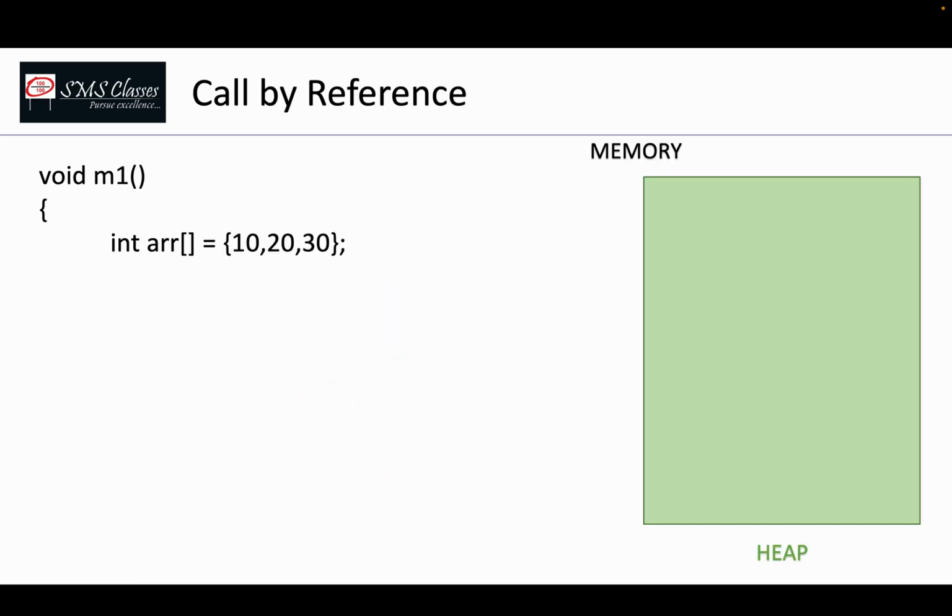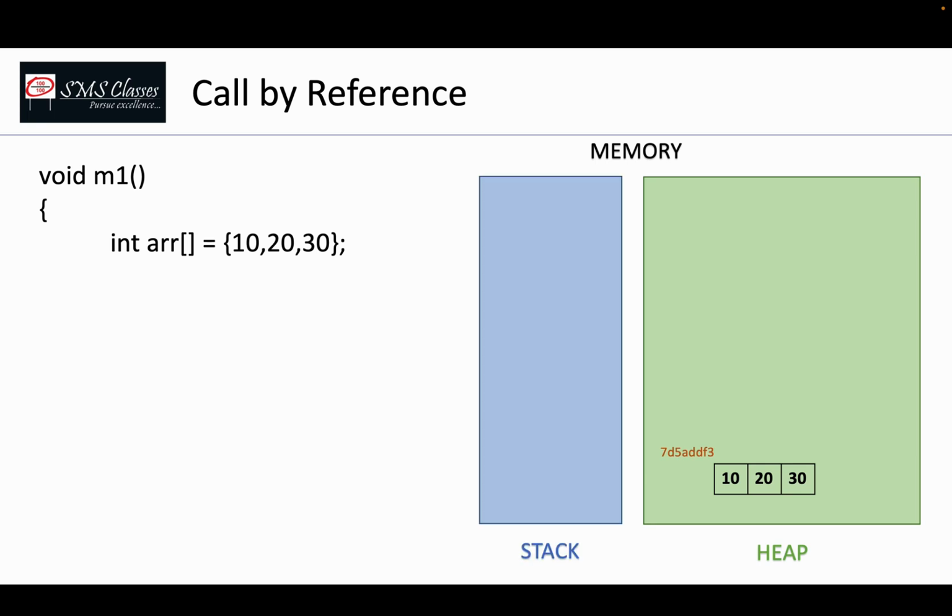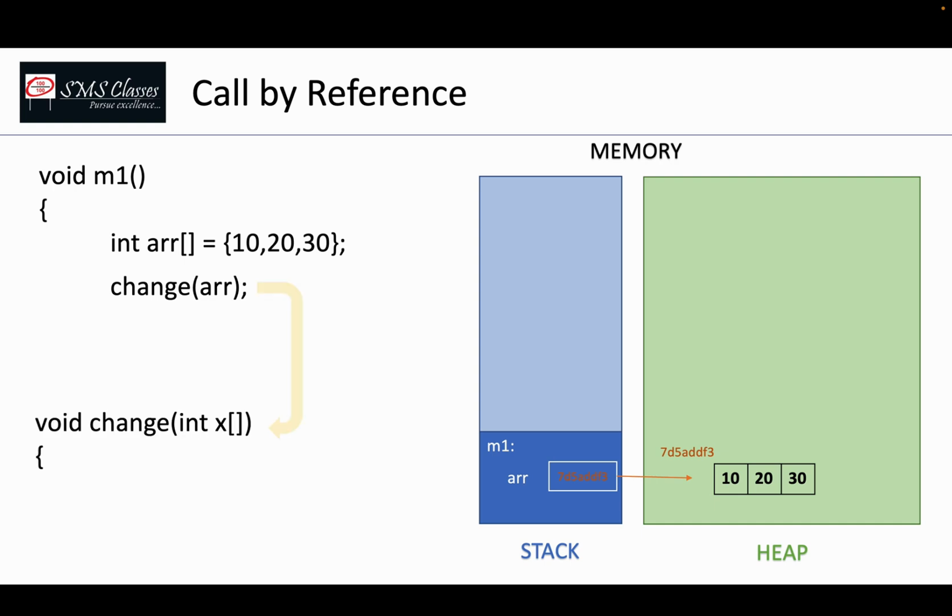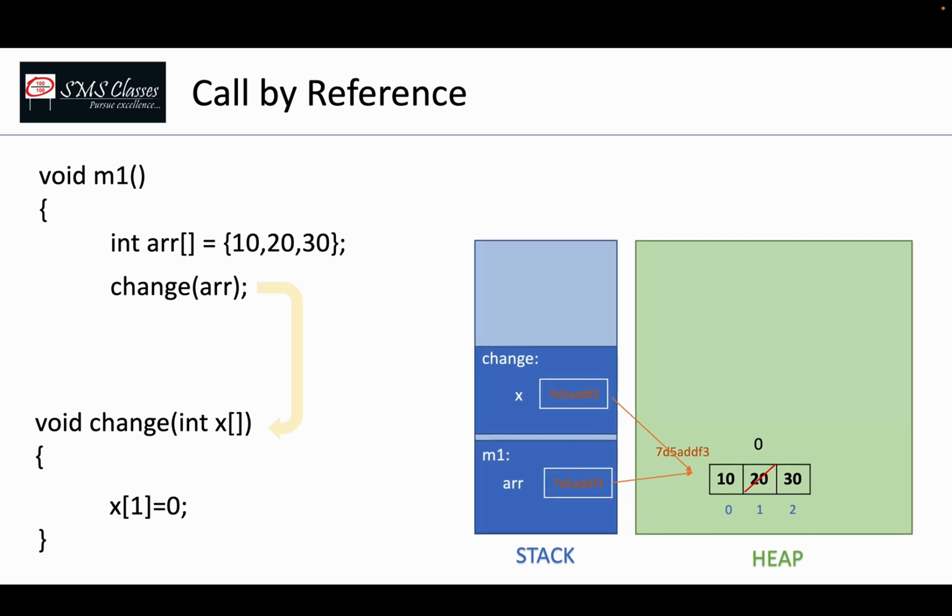Now, you try the same in call by reference. So again, I took an array as an example. Now I'm calling a change method by passing the array as a parameter. Now here x is another array which receives the ARR. So obviously the reference is getting copied. Now, when I change x of 1 equal to 0, so 20 changed to 0, obviously ARR of 1 also becomes 0, right?